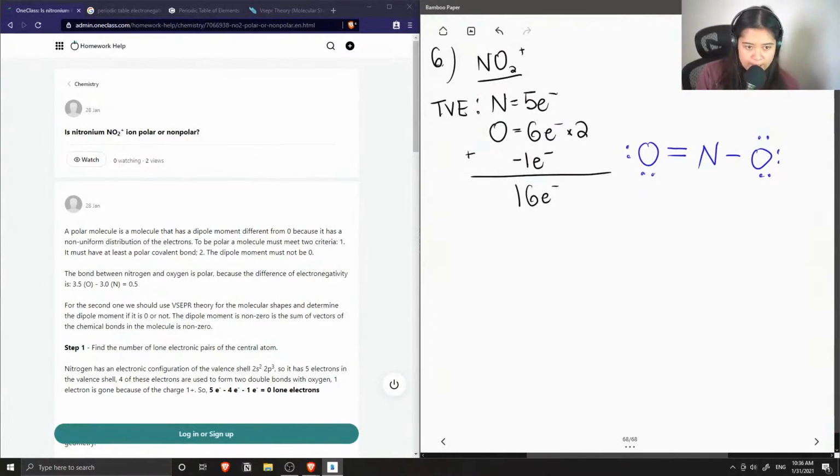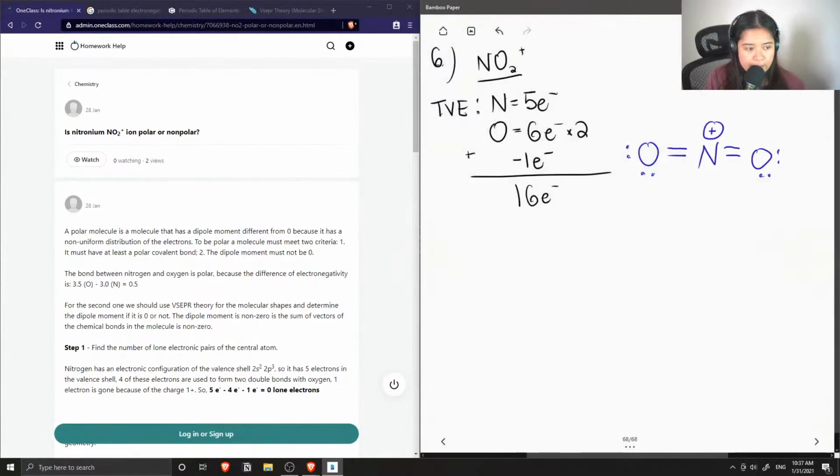Okay, so now we have a structure that has also 16, but again, our nitrogen doesn't have a full octet. So let's draw another double bond to one of the oxygens. So now we have this linear structure, and this is where we find our positive charge.